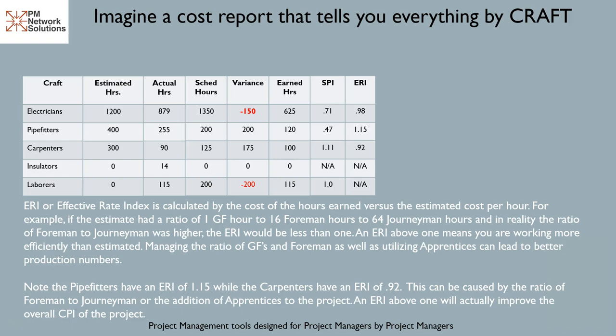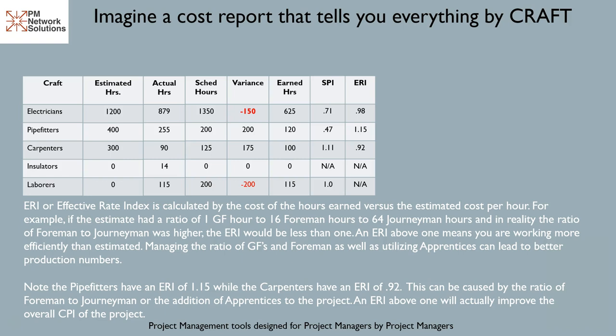ERI, or Effective Rate Index, is calculated by the cost of hours earned versus the estimated cost per hour. For example, if the estimate had a ratio of 1 GF hour to 16 foreman hours to 64 journeyman hours, and in reality the ratio of foreman to journeyman was higher, the ERI would be less than 1. An ERI above 1 means you are working more efficiently than estimated.